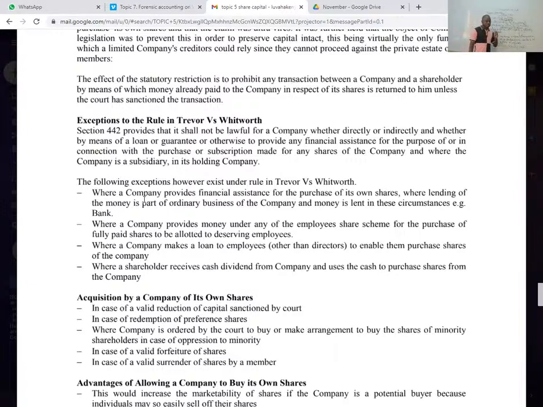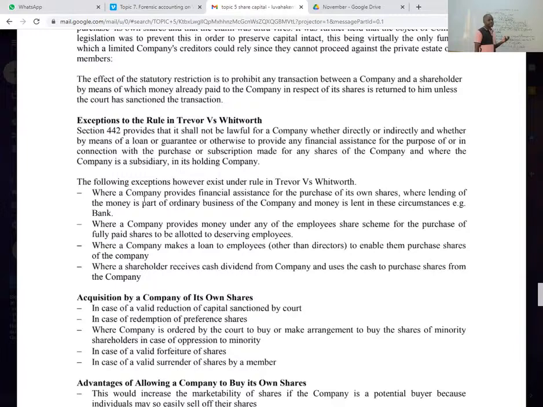Then number three, where a company gives out a loan to an employee, and of course the employee uses the loan to acquire the shares of the company. Remember, under number two, it is a scheme. They have that scheme in that company. If you are employed there, they have a scheme whereby they normally give money to their employees, then they buy the shares of the company. Under this one now, they give you a loan, so you can apply for a loan in the company. They don't know what you are going to use the loan for, but eventually you use the loan to buy the shares of the company.